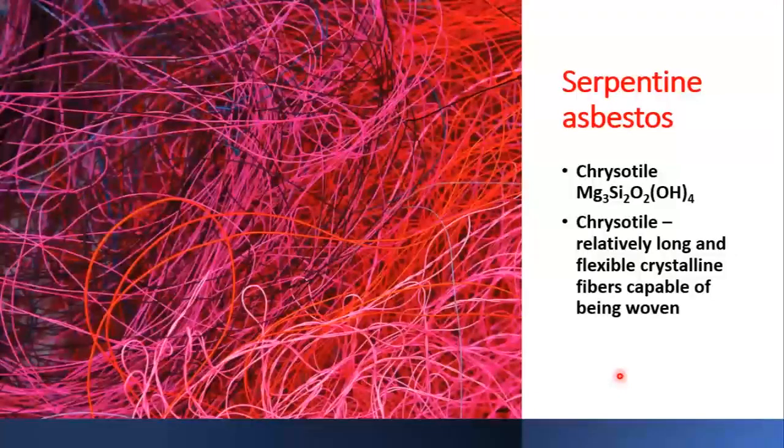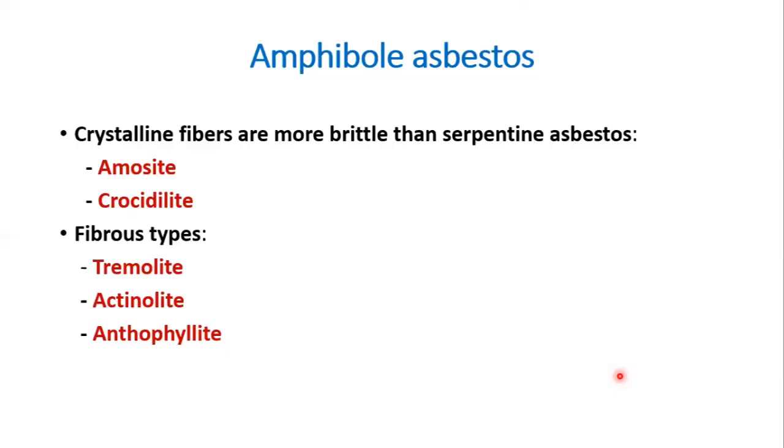Chrysotile is also called white asbestos. It is the most commonly found asbestos that is used in a lot of commercial products. And then for the amphibole group, there are 5 fibers: amosite, crocidolite, tremolite, actinolite, and anthophyllite. Now, all of these fibers are dangerous, just that some are more common than others.